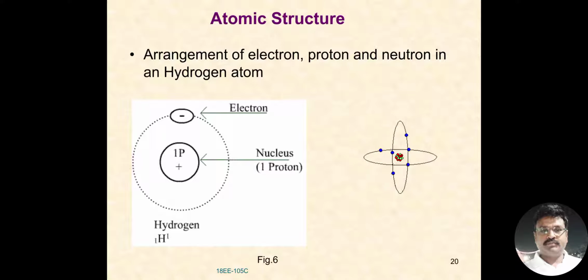Since opposite charges attract each other, a force of attraction exists between the negatively charged electrons and the positively charged nucleus. For a given atom, the number of protons in the nucleus normally is equal to the number of electrons. Hence, the negative charge on the electrons cancels the positive charge on the protons. Thus, an atom is electrically neutral.